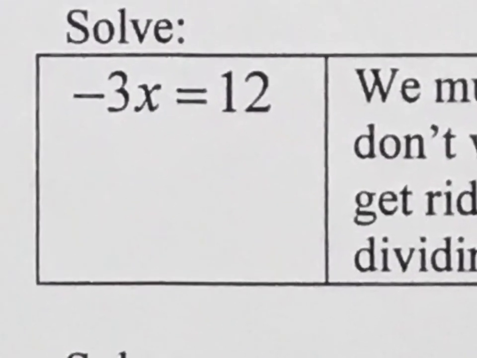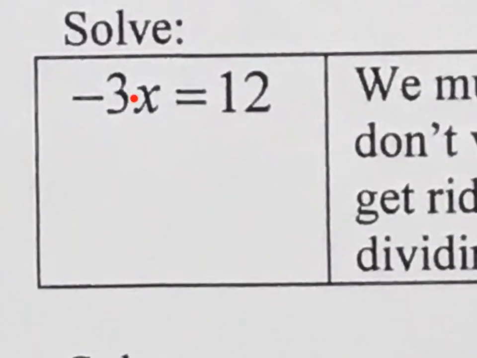On this one, we have -3. What's happening between the -3 and the x? Multiplication, right? So if you want to get rid of the multiplication of -3, you have to do the opposite of multiplying. What's the opposite of multiplying? Dividing. So you're actually going to do a fraction bar, which is a division bar, and divide by that same exact value, okay? So the opposite of multiplying by -3 is dividing by -3.